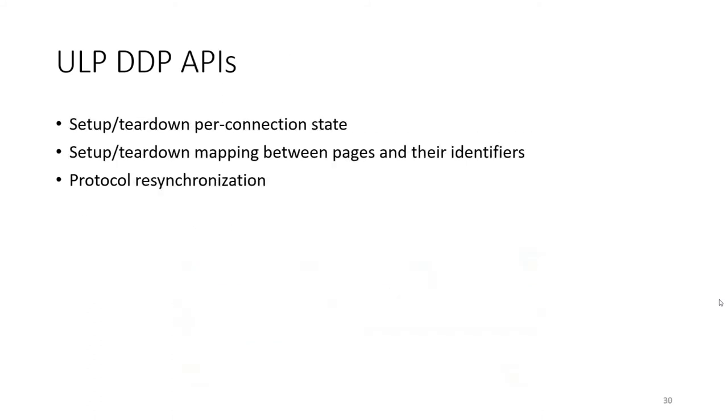Both ULP and DDP drivers that want to use this interface need to provide the ULP DDP API abstraction. Basically, the ULP DDP API contains setup and teardown operations to create or destroy all contexts per connection. In addition, there are setup and teardown DDP operations to map or unmap all contexts per IO request. And there is also a protocol resynchronization operation to resync hardware contexts over out-of-order packets.